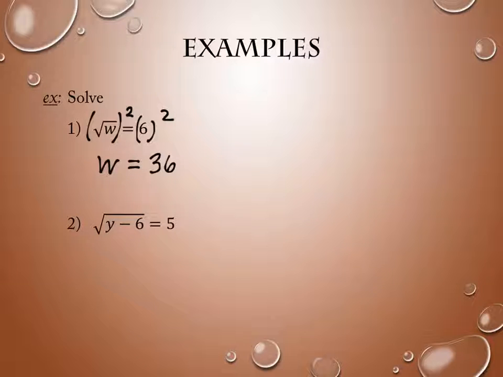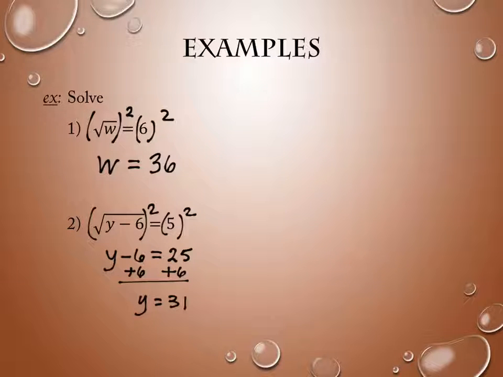Number 2, again, isolated variable already. I'm going to square. But when I square the left-hand side, what will I still have remaining? I'll have a y minus 6. I'll have all of what's underneath the square root still there. And what is 5 squared? 25. So what would we still need to do? Add 6. You got it. So what would y equal? 31. Okay, everybody good so far? Nice.